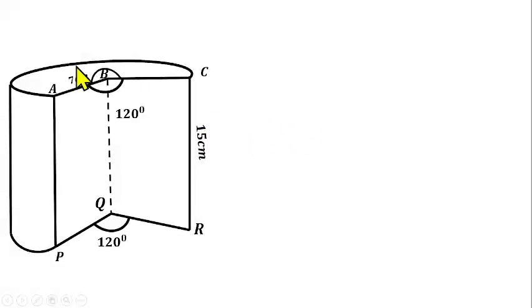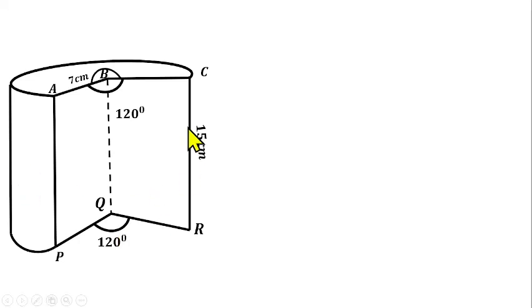Now, to find the total surface area of the structure, we know that we need to find all the areas of the surface of this structure. The first one you can see is the area of the top, which is the sector. Then we need to find the area of the base, which also is a sector.